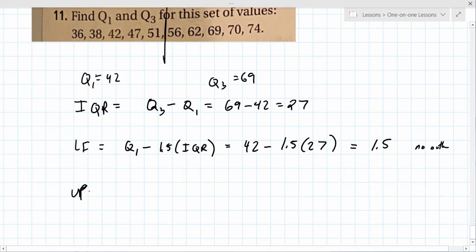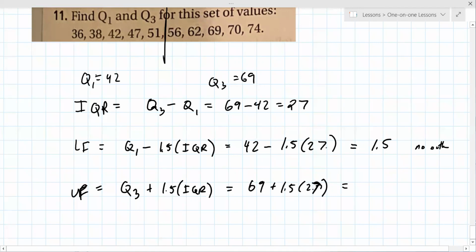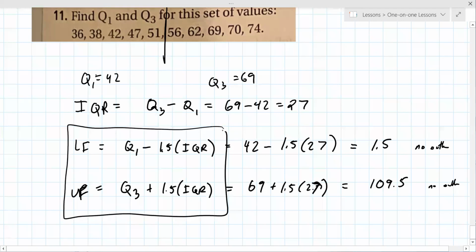The upper fence is Q3 plus 1.5 times the interquartile range. So this time it's 69 plus 1.5 times 27. Whatever number you get here, you're either subtracting it or adding it to different numbers. So 69 plus 40.5 is 109.5. There's also no outliers there. So you really need to have these formulas down, so that in case you get a question like this, you can do something with it.